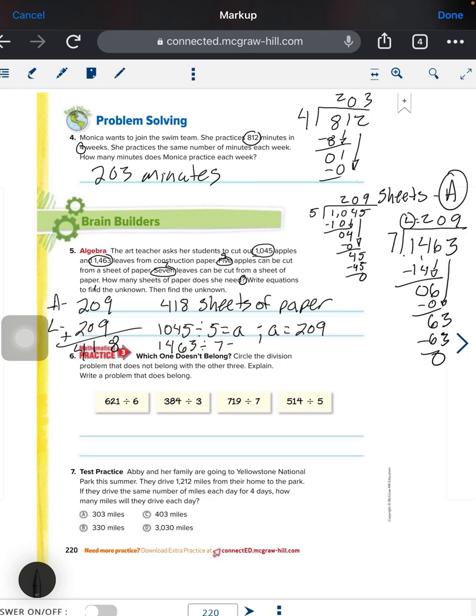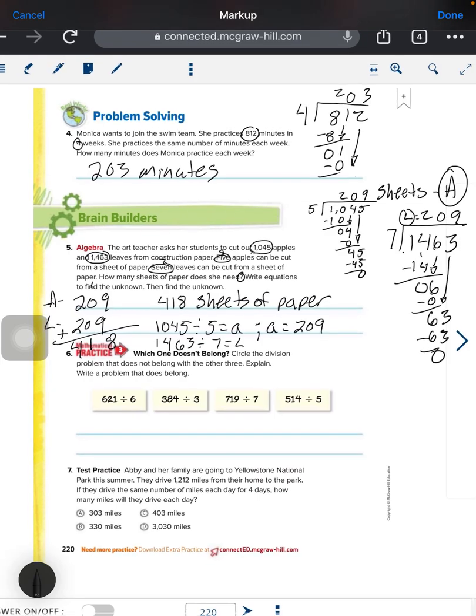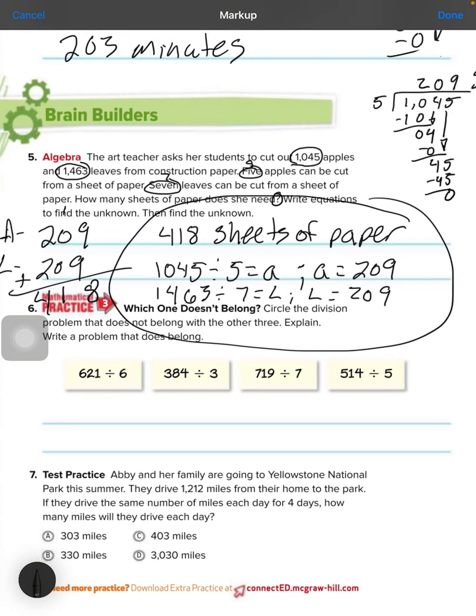Okay, next equation, we're going to have 1,463 sheets of paper, and we're going to divide that by 7. And we're going to say that equals L for leaves. Okay, and we found the answer and found out that L equals 209. Very good. I think we've answered all of our questions. Go ahead and circle that for good measure so Mrs. Bean can find your answer easily.